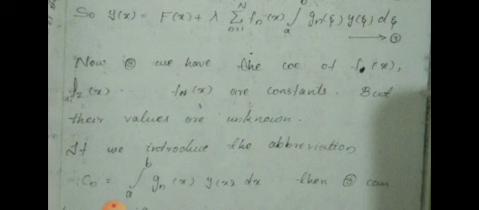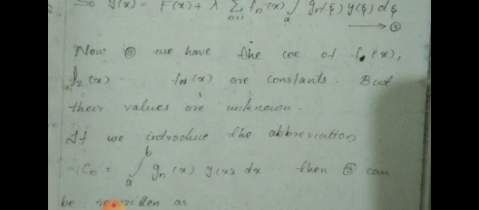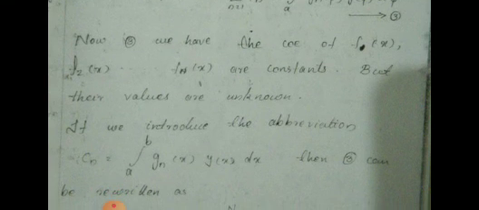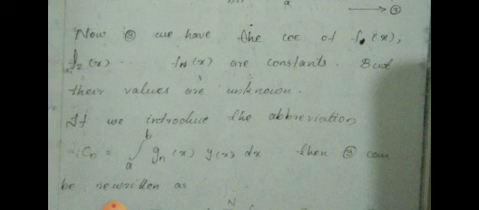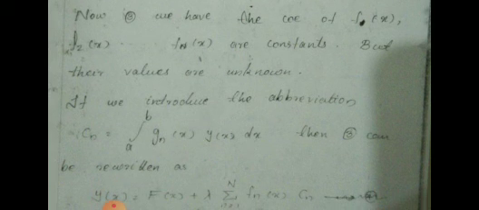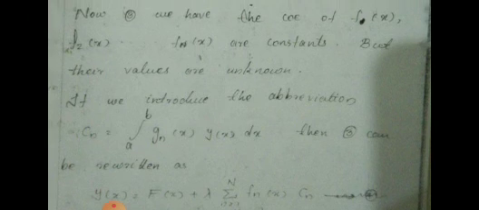Now in the previous equation, that is equation number 3, the functions f1 of x, f2 of x, etc., fn of x are known, but the integrals are constants whose values are unknown.